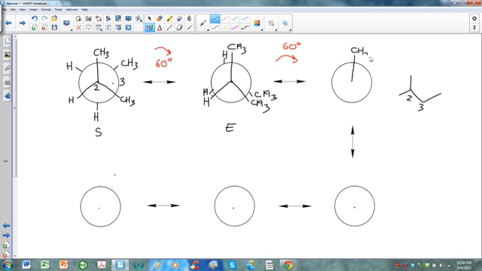Remember that I'm keeping what's at the front exactly the same. Sorry, that CH3 bond was supposed to be straight up. That's just my crappy drawing skills.